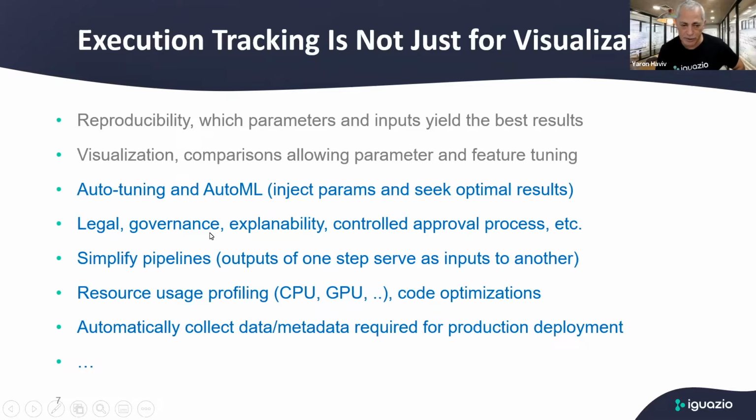There are other aspects of being in production, like legal, governance, or explainability, sometimes referred to as responsible AI, which is the ability to control the entire process, see what data we trained on, and what the results were. So later on in the process, if our model misbehaves or produces problematic results, we can go back in time and understand what happened, and also control and govern the process of deploying our machine learning.